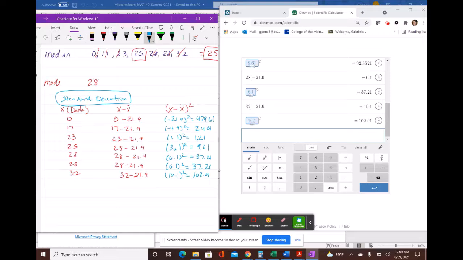So what I have to do next is add all these. We need to find the total. So I have 479.61 plus 24.01 plus 1.21, and then 9.61.